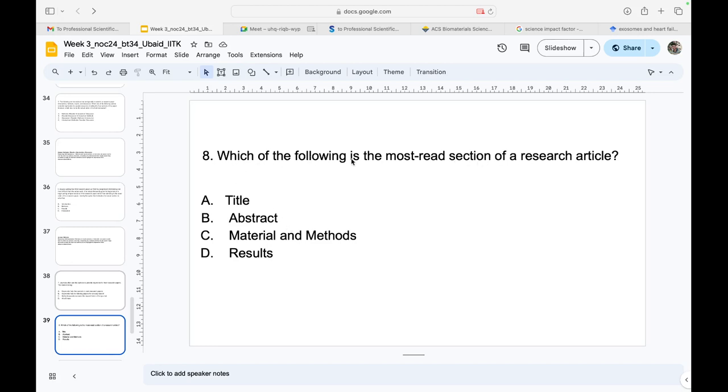So another question: which one of the following is the most read section of the research article? A, title. Yes, title is 100% decided. After that, abstract, then I think material method and results will be together.